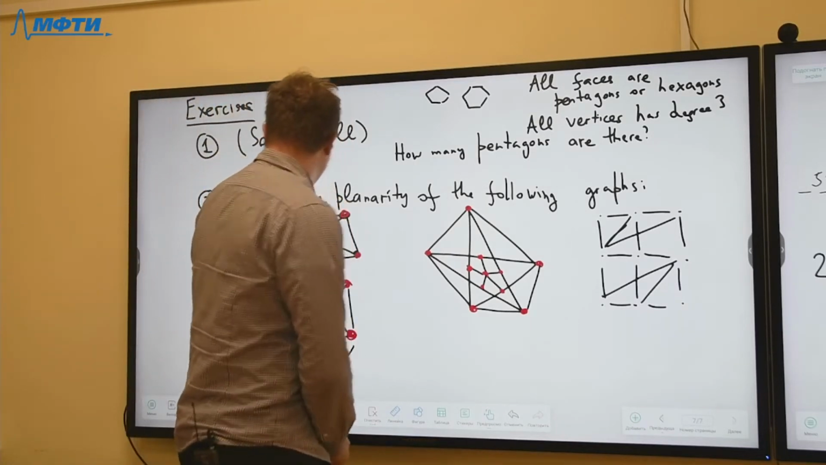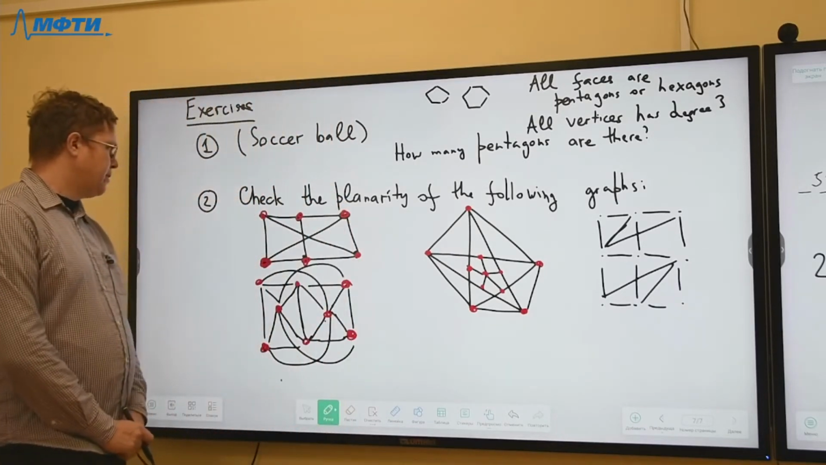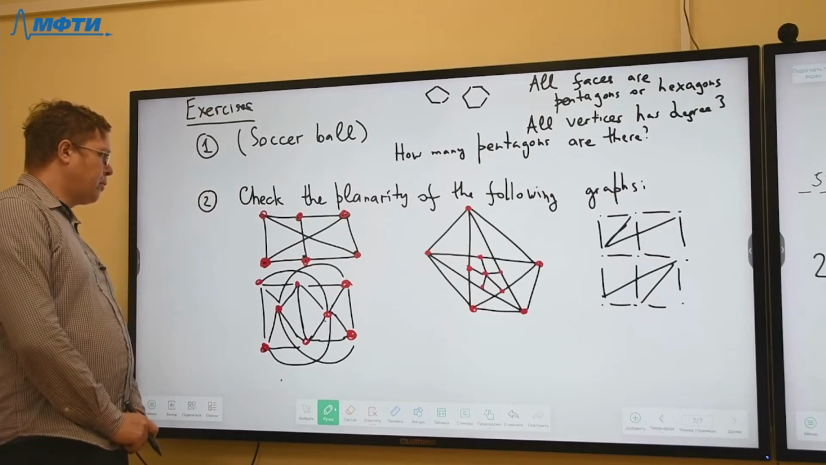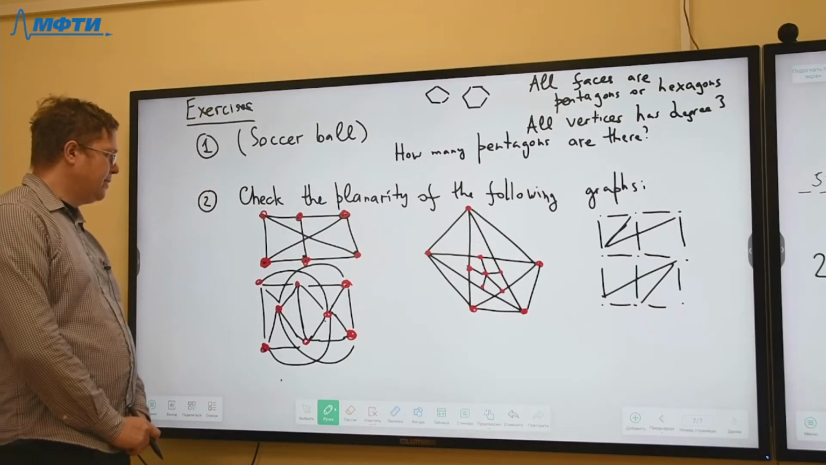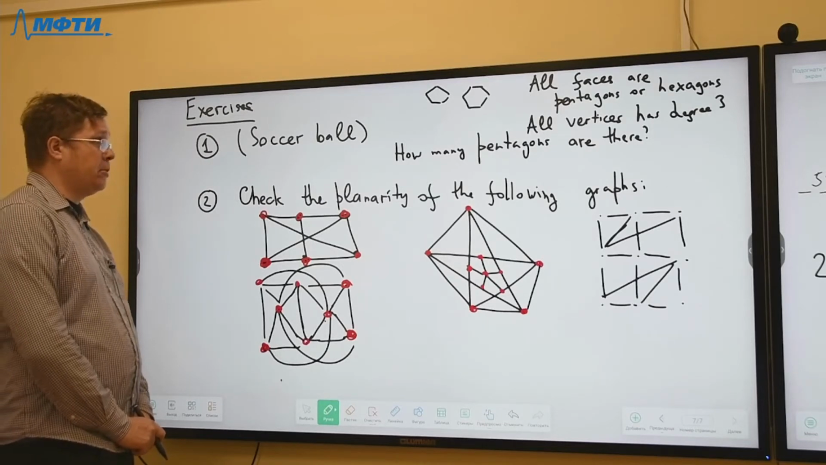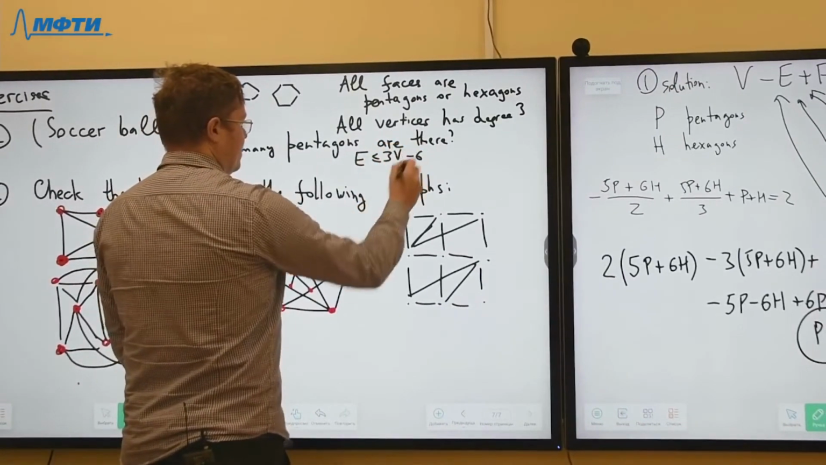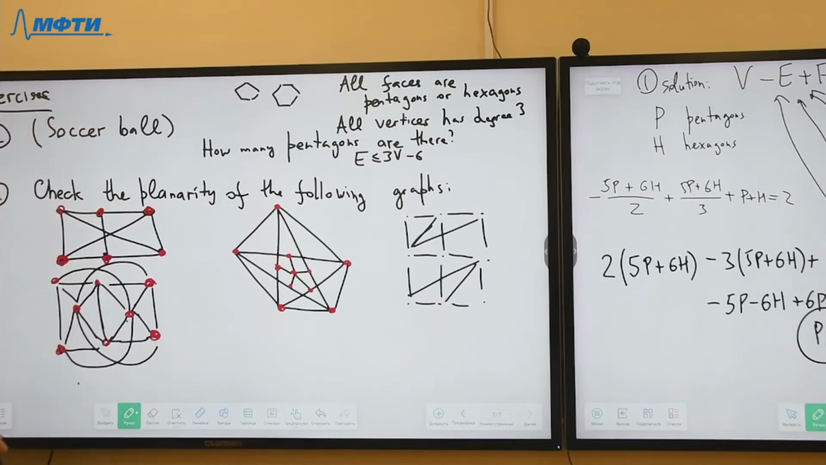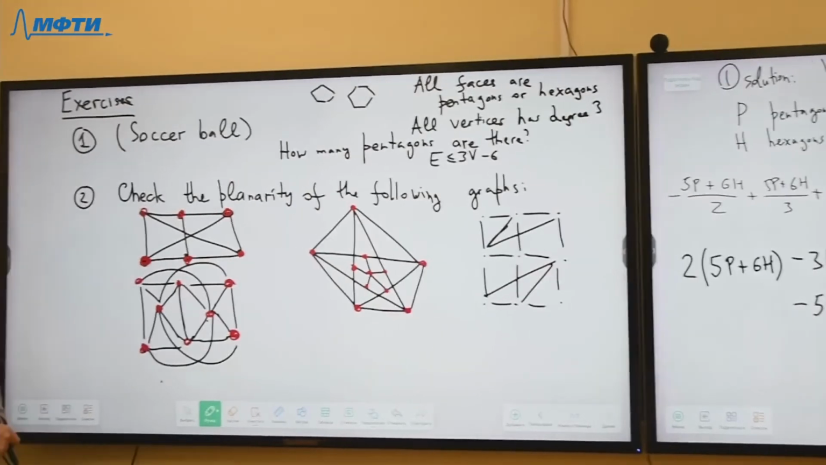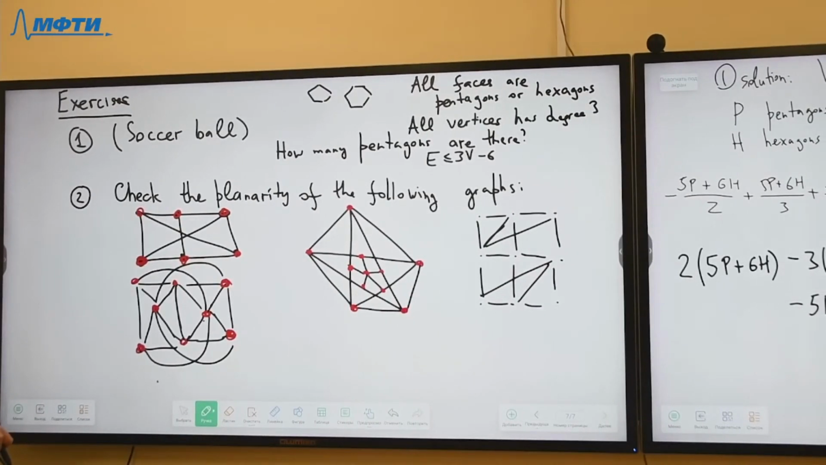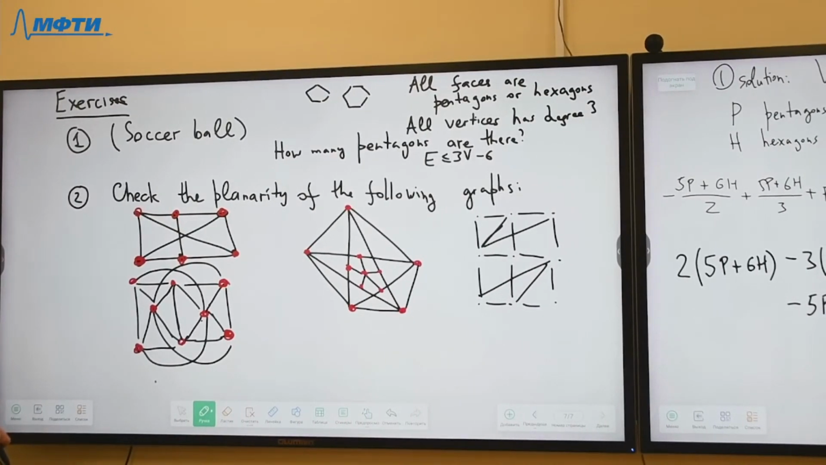If it's not planar, you need to find K5 or K3,3 inside it. Or maybe just use the inequality E is not greater than 3V minus 6. So we have here six vertices and 1, 2, 3, 4, 5.